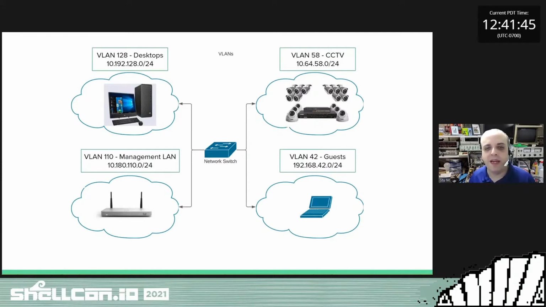VLAN ID numbers are how the network identifies what data is associated with which VLAN. While you can use any valid numbers supported by the equipment you are using, it's easiest to have VLAN ID numbers match some part of the subnet. For example, 192.168.40 with a VLAN ID of 40.